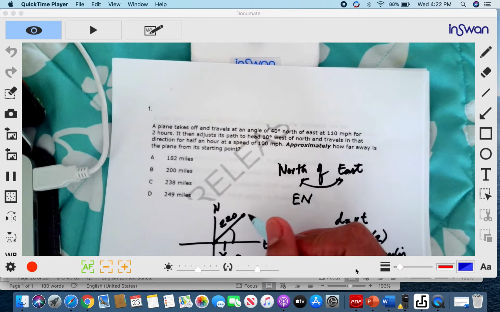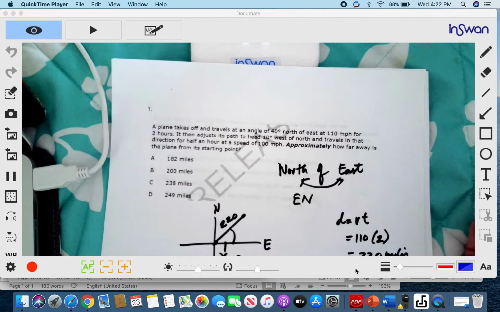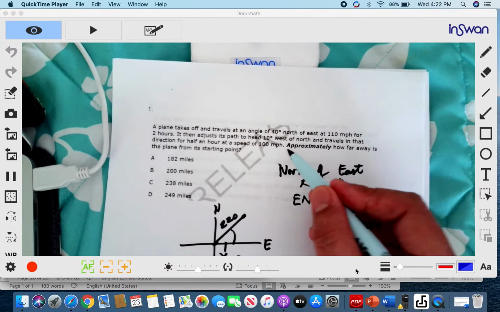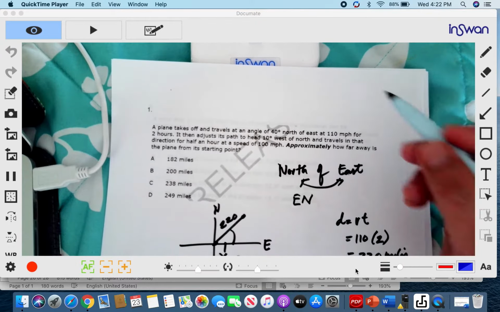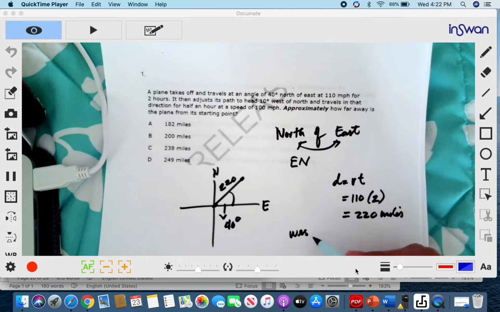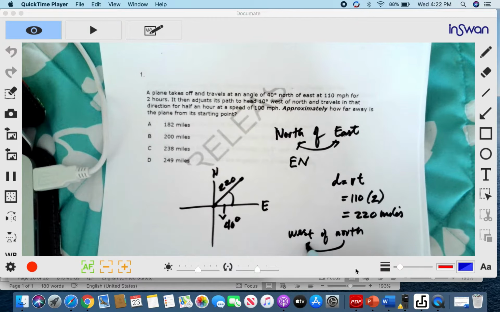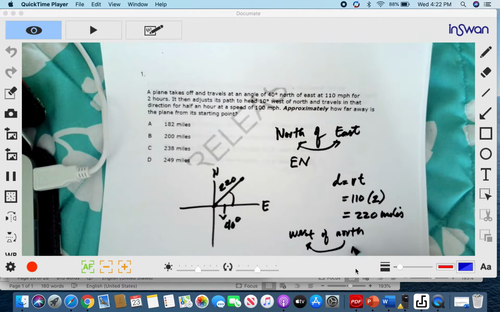Now after that, it will adjust its path by traveling 10 degrees west of north. So you have here west of north. What does it mean? This means from north going to west. Okay, so this is northwest.